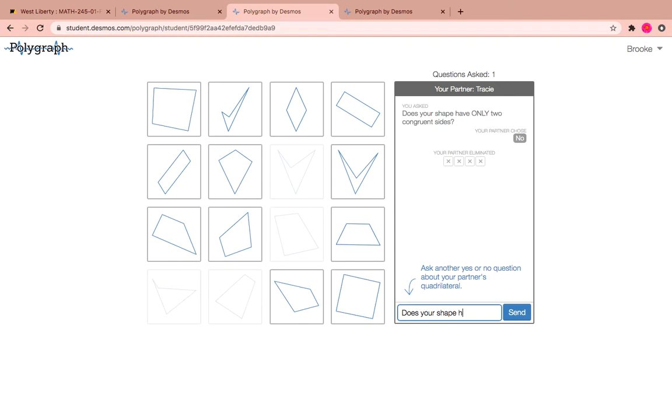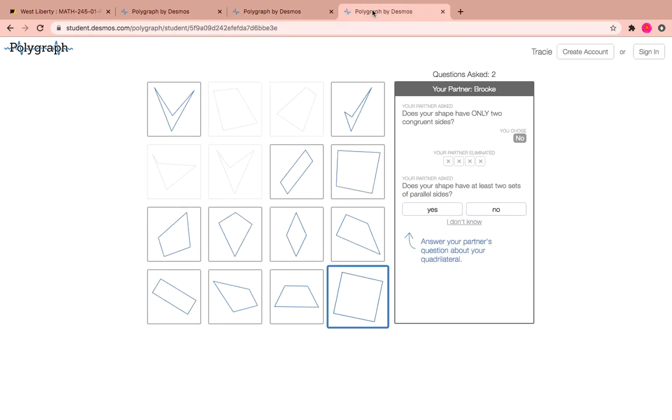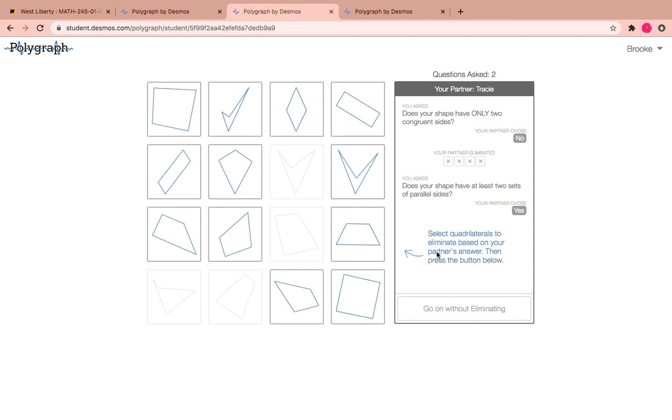Does your shape have at least 2 sets of parallel sides? Again, note my keywords, at least. So at least 2 sets. It could have 2 or it could have more. So we go ahead and answer that. In our case, yes, it does have at least 2. Again, it has 4.